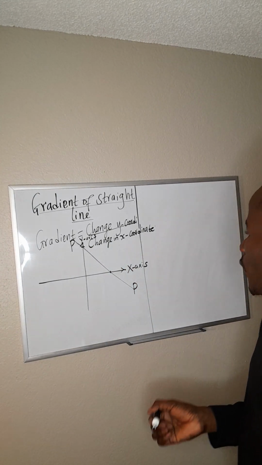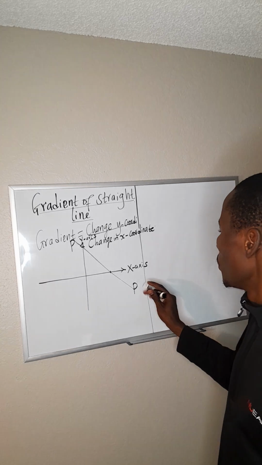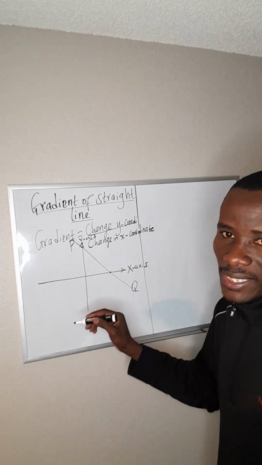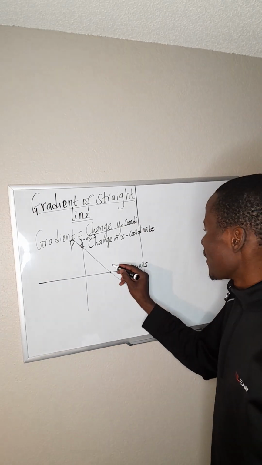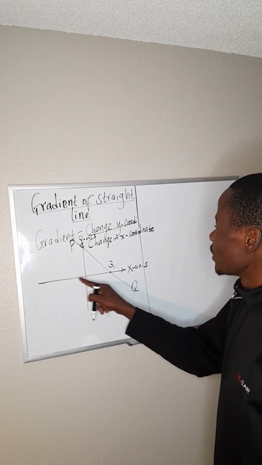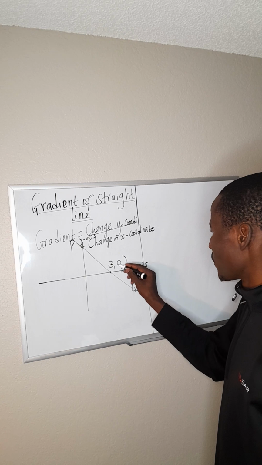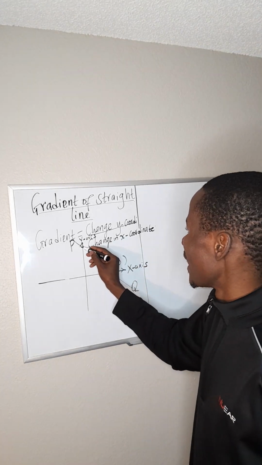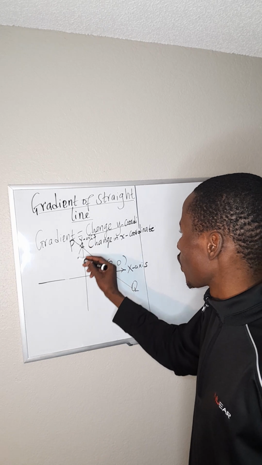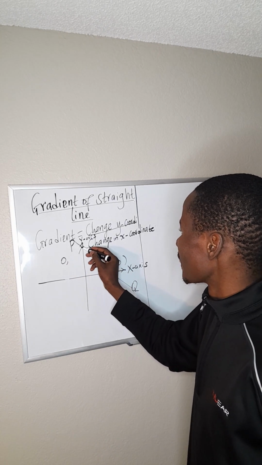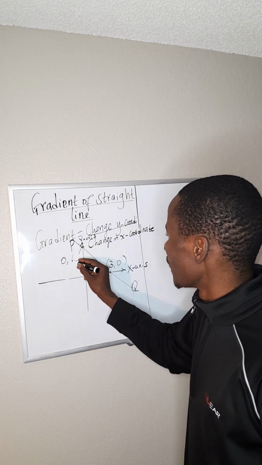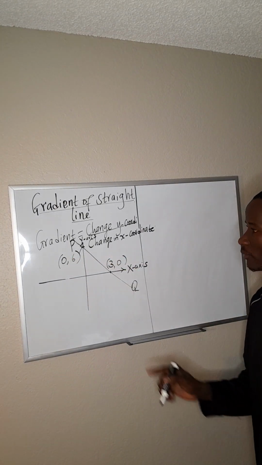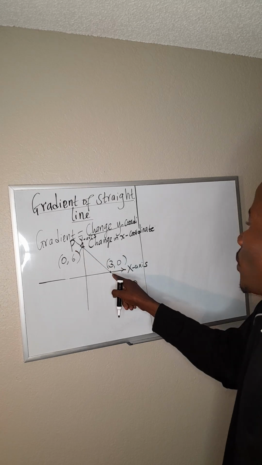At every point where line PQ cuts through the x-axis, it cuts at two coordinates. Let's say the x coordinate here is 3. On the x-axis, the y coordinate will always be 0. Then on the y-axis, the x coordinate will always be 0, so the coordinate here is 0, and let's say the y coordinate here is 6. So I have two pairs of coordinates where line PQ is cutting through.